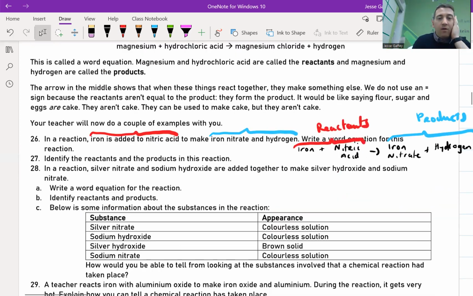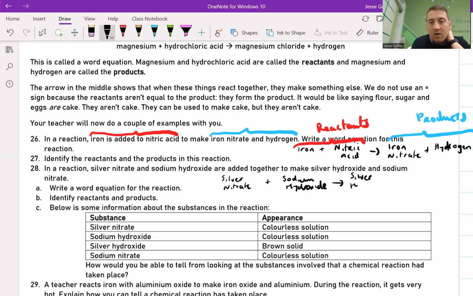Okay, so hopefully what we did here is we did silver nitrate plus sodium hydroxide react to make silver hydroxide plus sodium nitrate.